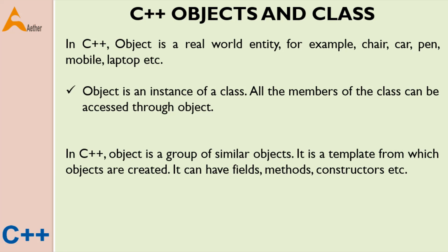In C++, a class is a group of similar objects. It is a template from which objects are created. It can have fields, methods, constructors, etc.